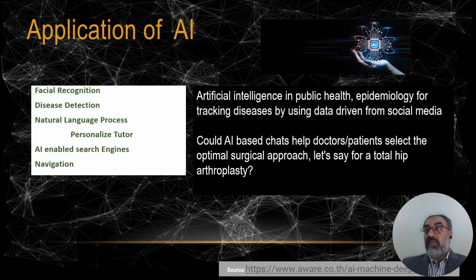A cloud AI-based chat can help doctors and patients select the optimal surgical approach. Let's say for total hip arthroplasty, you could key in your queries, and this AI-enabled cloud-based chat application could assist surgeons in finding appropriate solutions.